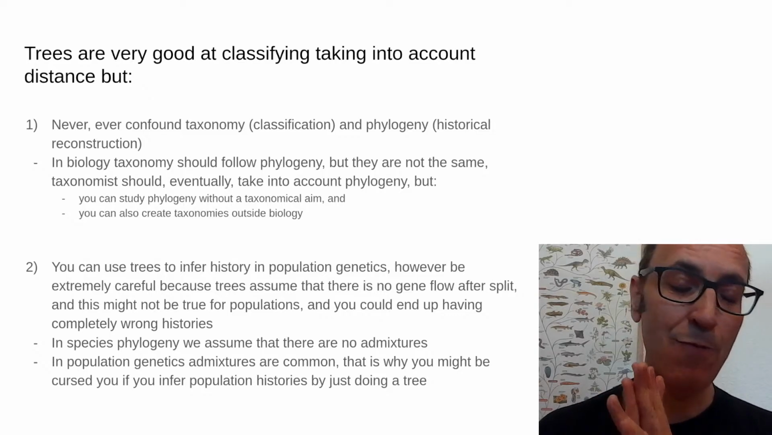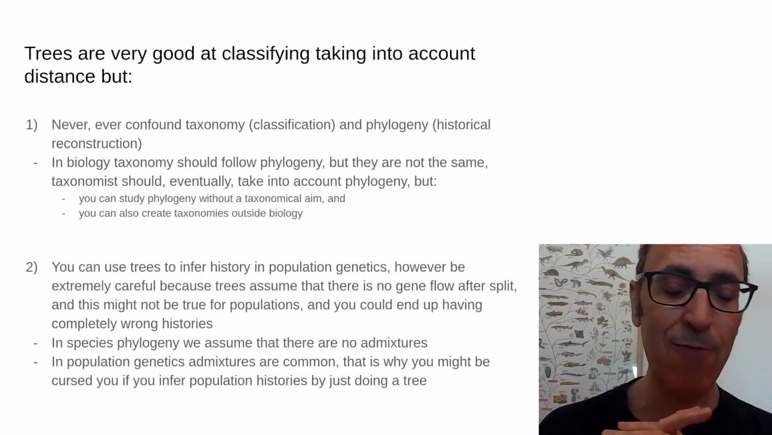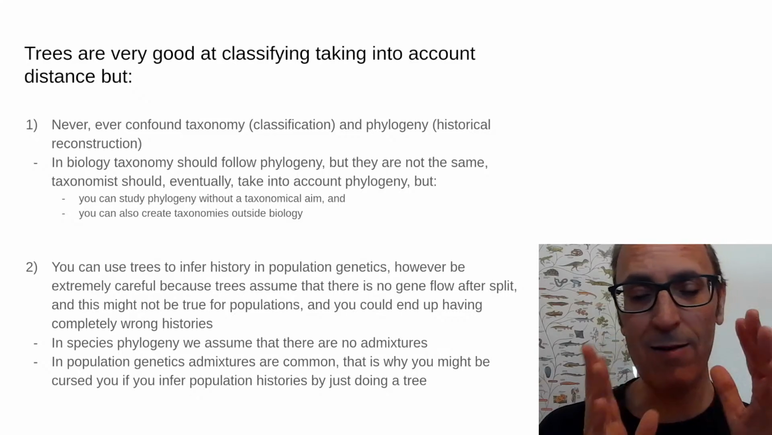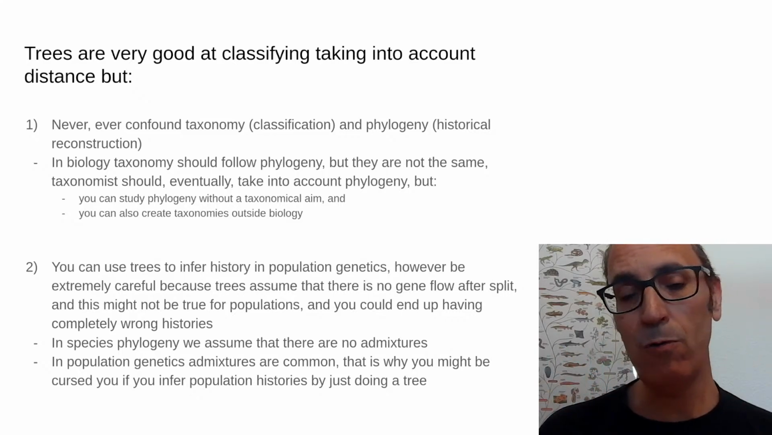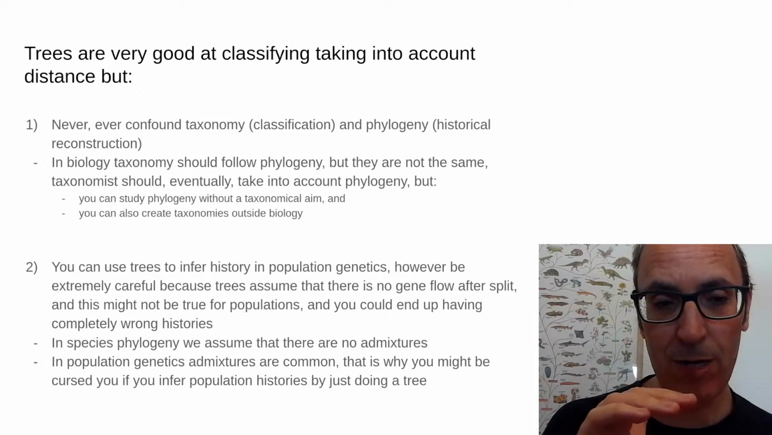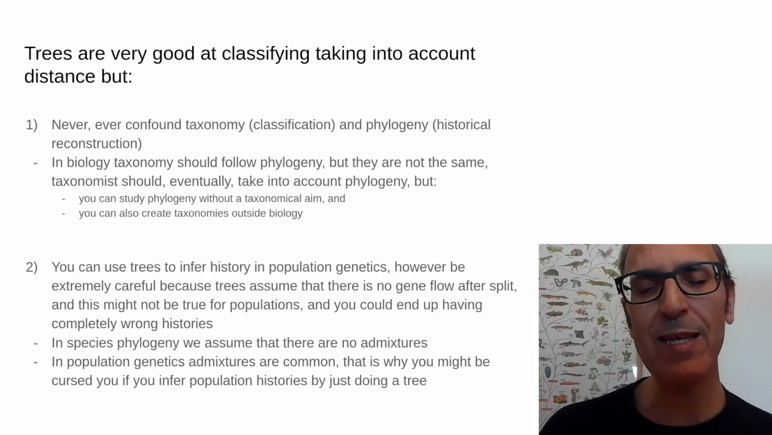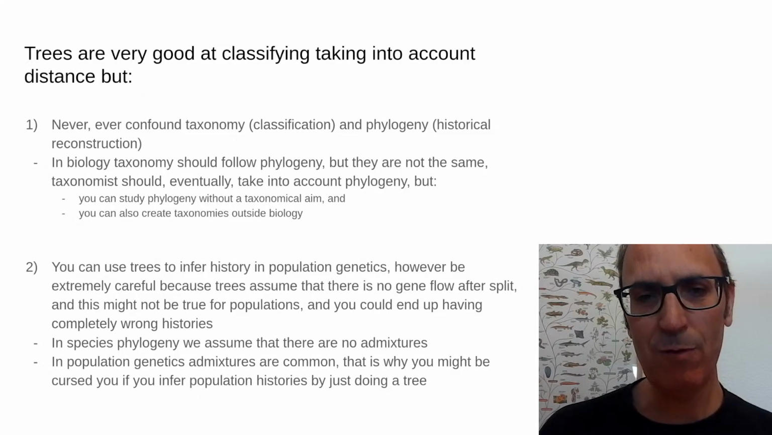But if you think that you might have admixture, that you might have gene flow from one branch to a different branch, then it's very likely that trees will mislead you. So be very careful if you try to infer population history using trees. I do not mean to say that they are never useful to infer history in populations, but you have to be very careful.